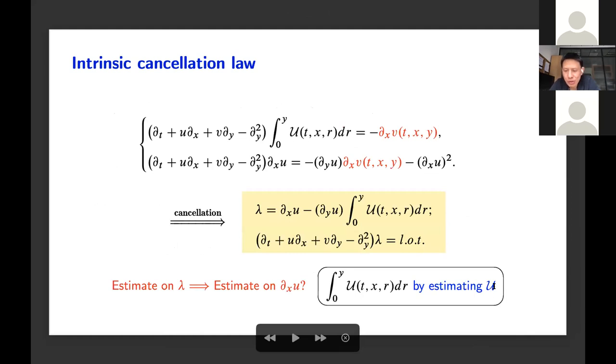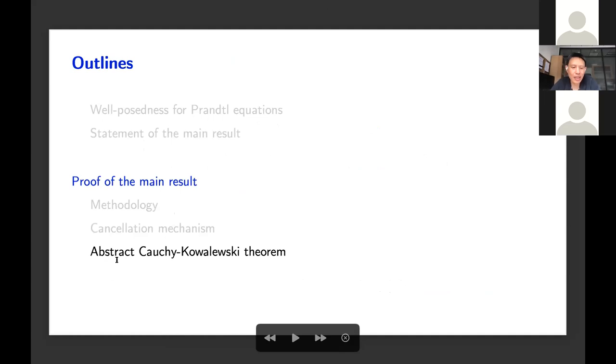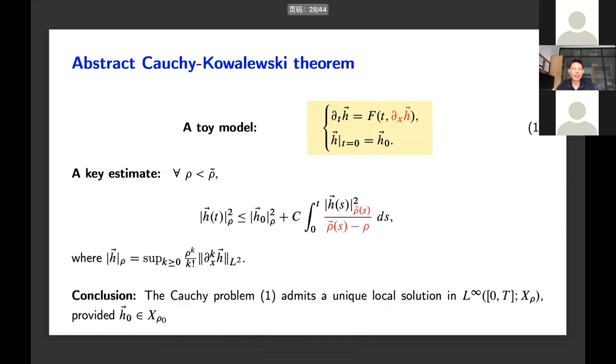So for this purpose, we need a technique, the so-called abstract Cauchy-Kovalevskaya theory. So this is a model, just a toy model. This is a vector, H is a vector-valued function. This is a Cauchy problem with initial data H0. Of course, alpha may be more general, with lots of generality. We suppose the source term is some kind of linear combination of dxH. So on the right side, there are those first-order derivatives in x.